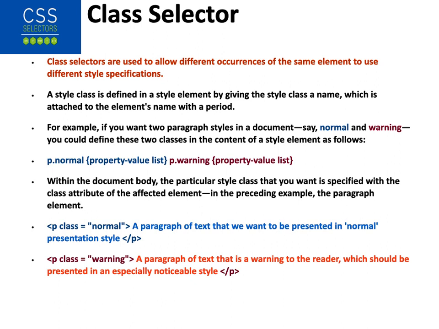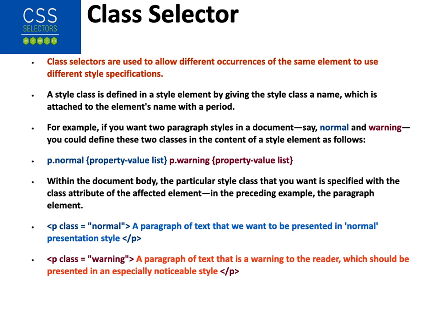Two different class specifications for paragraph element or p tag is given here, one in blue color and the other one in maroon color. So p dot normal followed by property value list enclosed in curly brackets. The same way we are creating another class for paragraph tag with another class name, that is warning. P dot warning, property value list enclosed in curly brackets.